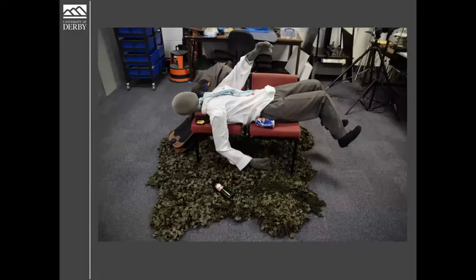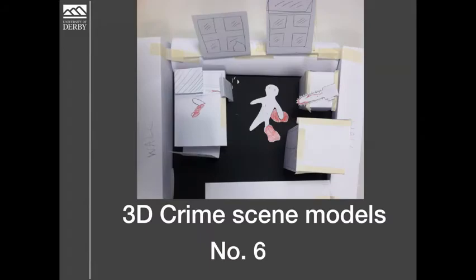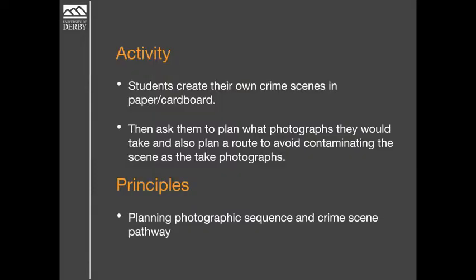So you can see here that we've got another variety of the crime scene, lying down instead of upright. The other thing I tried one time worked quite well, and it might be more for college or getting students to do something in their own time. I got some students to create 3D crime scene models, and the thinking behind this was for them to create their own crime scene in paper or cardboard, and with separation in time, once they've done that, I will then ask them to plan what photographs they would need to take, and also plan a route to avoid contaminating the scene as they take their photographs.